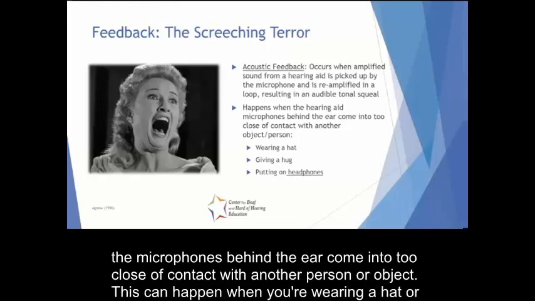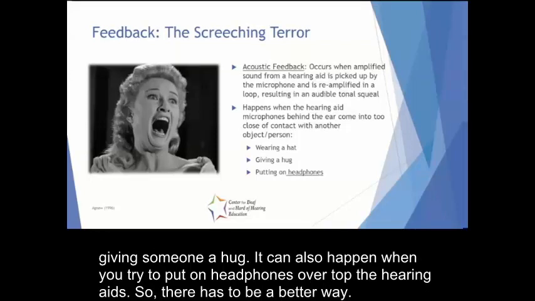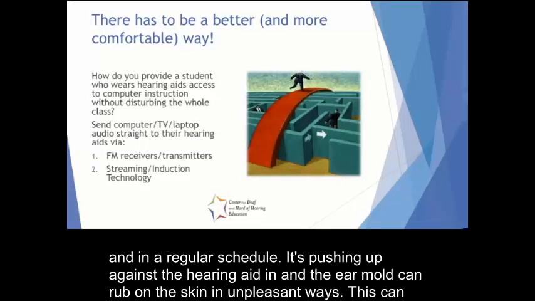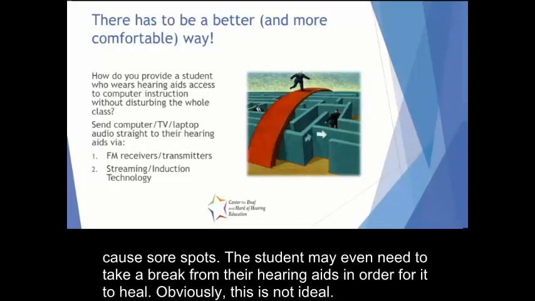It happens when the microphones behind the ear come into too close of contact with another person or object. This can happen when you're wearing a hat or giving someone a hug. It can also happen when you try to put on headphones over top of the hearing aids. So there has to be a better way. First of all, wearing headphones over your hearing aids is pretty physically uncomfortable, particularly if it's for an extended period of time and in a regular schedule. It's pushing up against the hearing aid, and the ear mold can rub on the skin in unpleasant ways. This can cause sore spots.